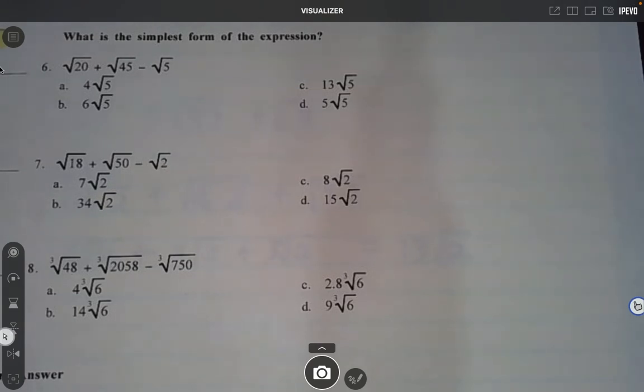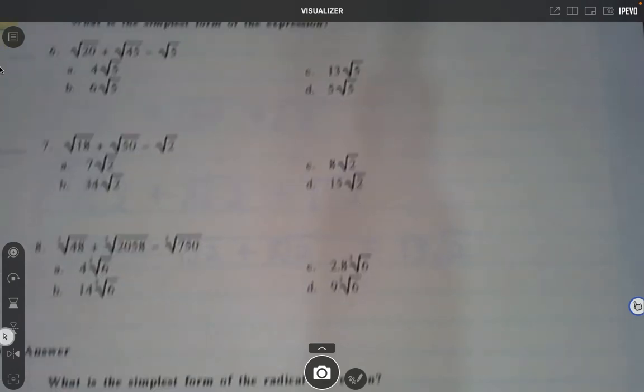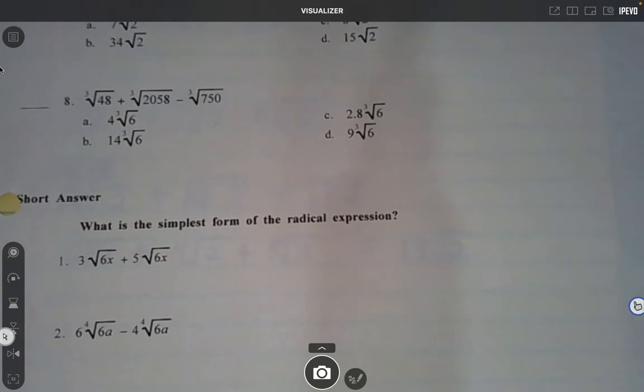Wait, is it going to multiply by 6 and stuff? Well, let's see. What goes into 48? A perfect square that goes into 48. 16 and 3. Oh wait, these are cube roots. I'm sorry, these are cube roots. What cube root goes into 48? 8. So that's going to be 8 times 6. So all these are going to have a 6 left underneath, if they can be simplified.